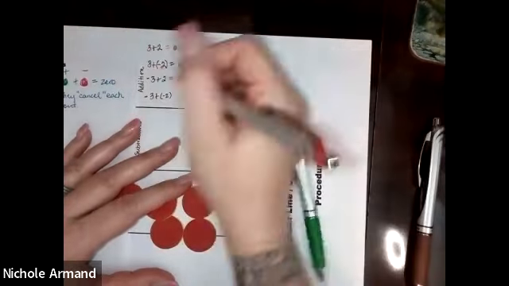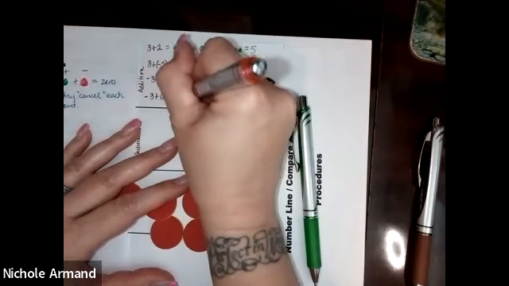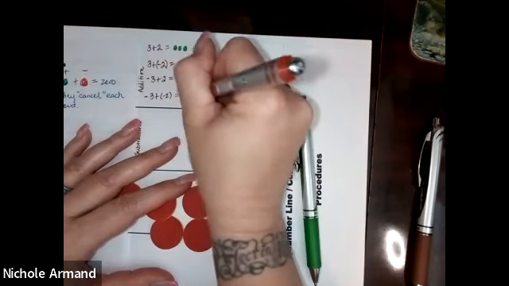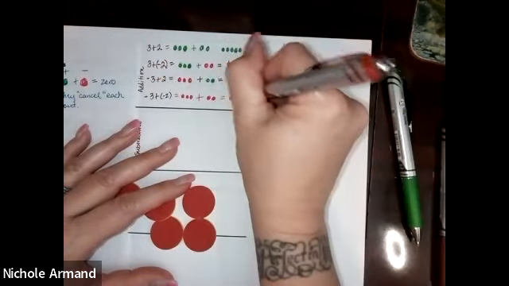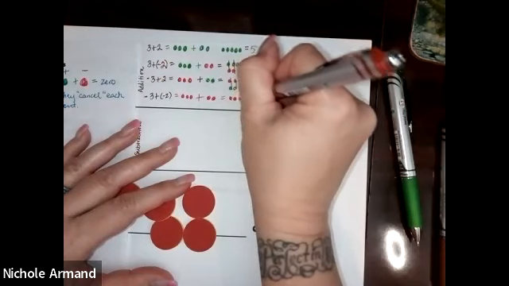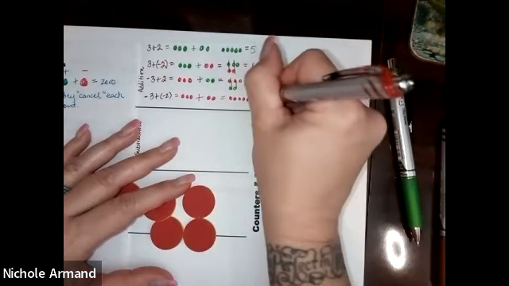So we're going to draw 1, 2, 3 negatives plus 2 more negatives, which equals 5 negatives. There we go.